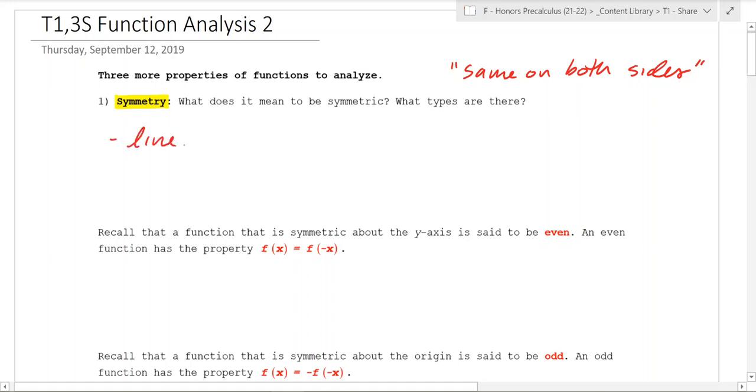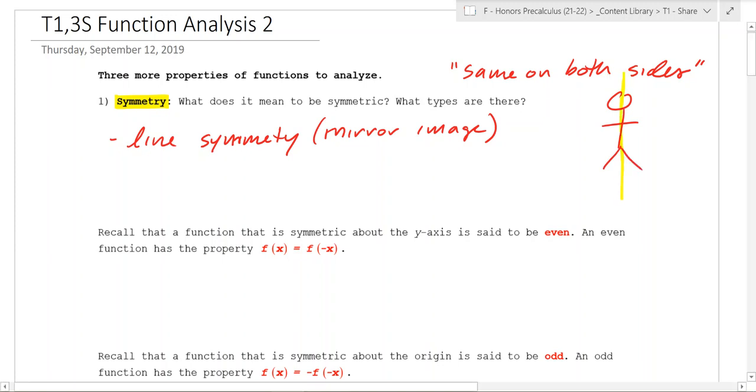specifically when you have line symmetry. In this case, you're talking about something with a mirror image on both sides. So if someone had exactly the same left and right hand sides of their body, you would have a mirror image. So someone like this, you'd have vertical symmetry down the middle if it was exactly the same on both sides.